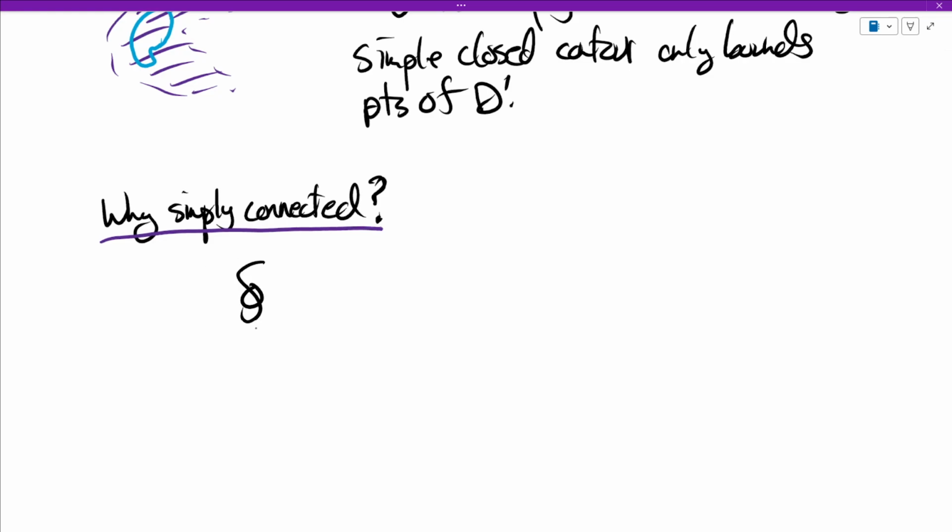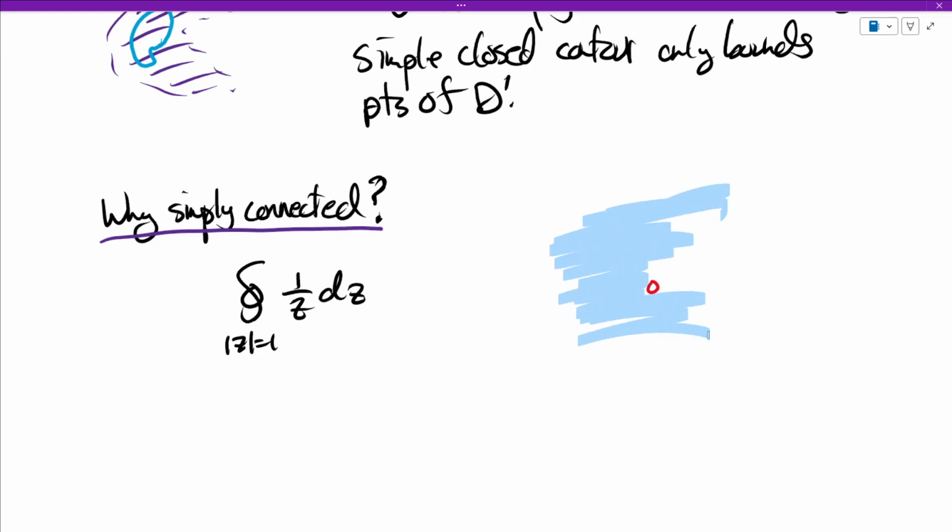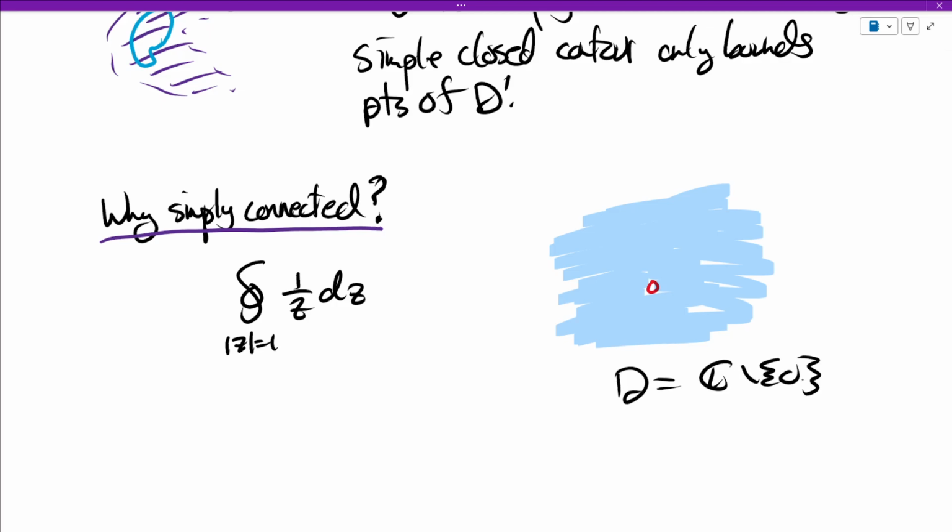We integrated over the unit circle the function 1 over z dz. So in that situation, what was going on? Well, let me mark the origin maybe in red as a point that's not in our domain because we can't divide by 0. And then our domain was take C and then take out the origin. So the domain is everything that's not the origin. Okay, so in this case, D is C less 0.